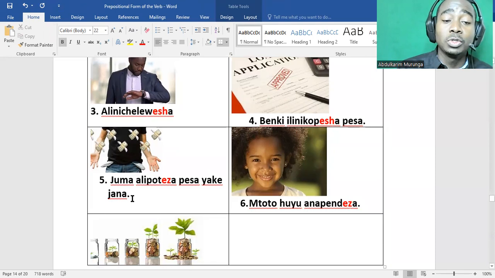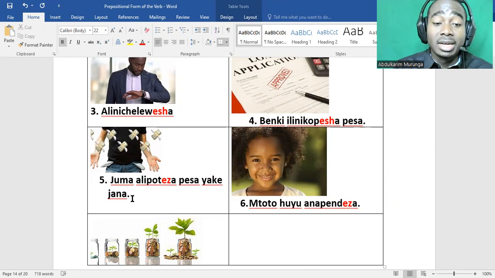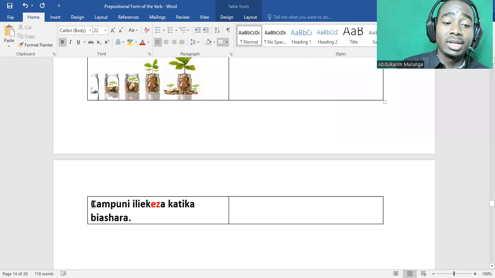Five, Juma alipoteza pesa yake jana. Potea is to get lost. Poteza is to make something get lost. So this Juma alipoteza, he lost the money. Alipoteza. Six, mtoto huyu anapendeza. This kid or this child is attractive, it's beautiful. Mtoto huyu anapendeza.